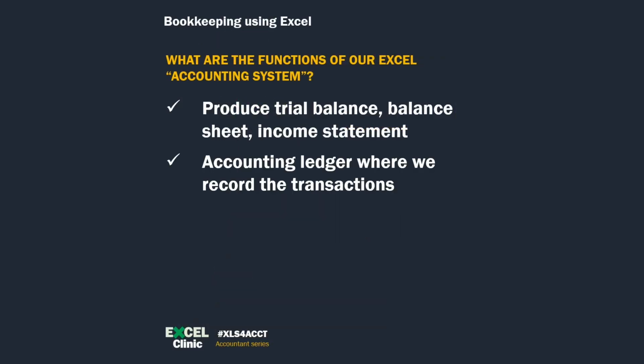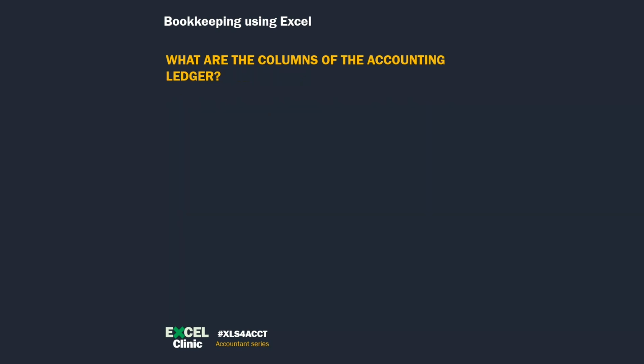Second, we need an accounting ledger where we record the transactions, the breakdown, the details. These are the two basic things. To make this video more interesting, I will be adding another function, foreign currency conversion. Let's zoom in into the backbone of our accounting system here, the accounting ledger. It is essentially a database.